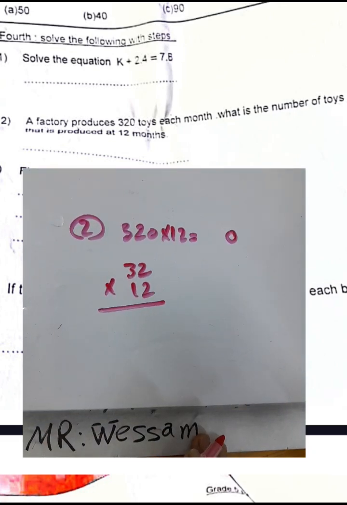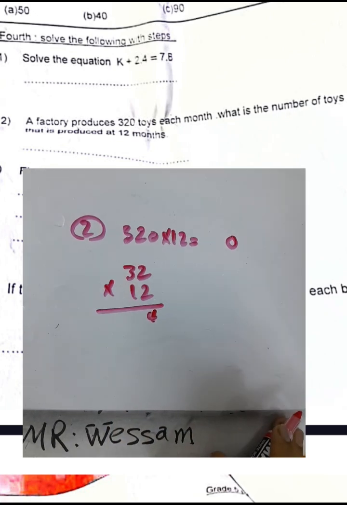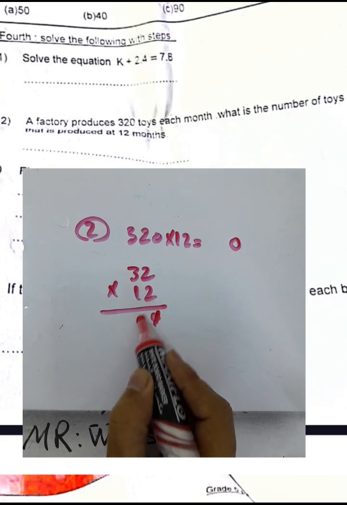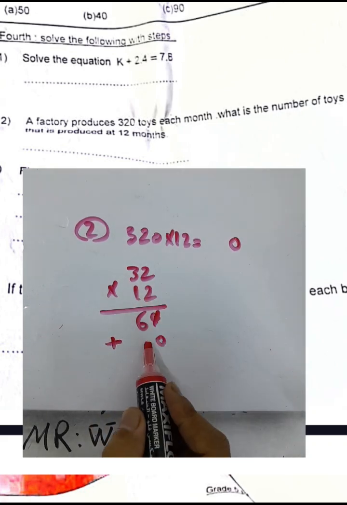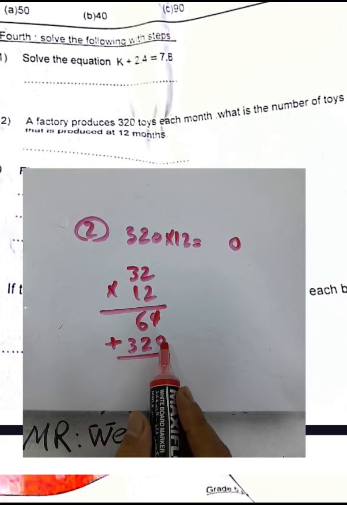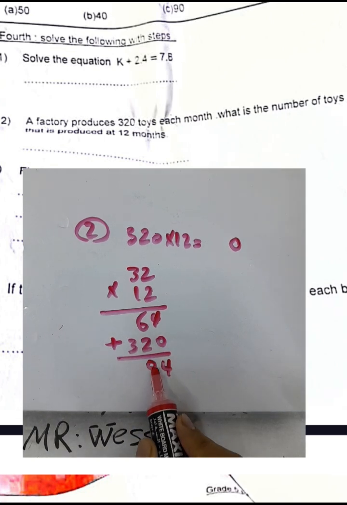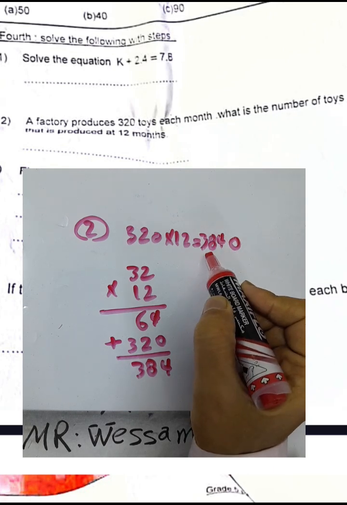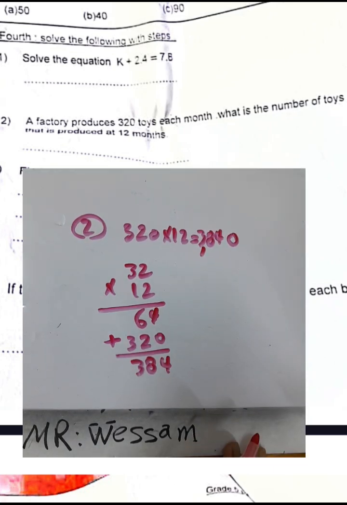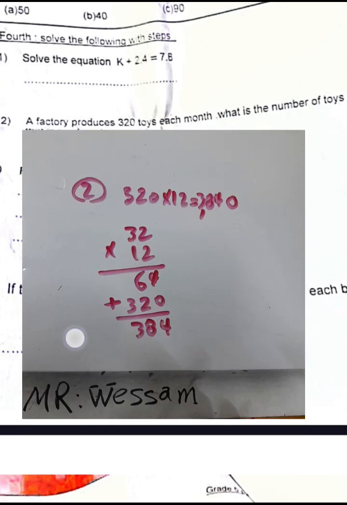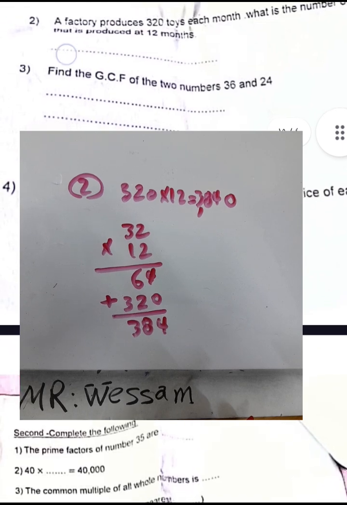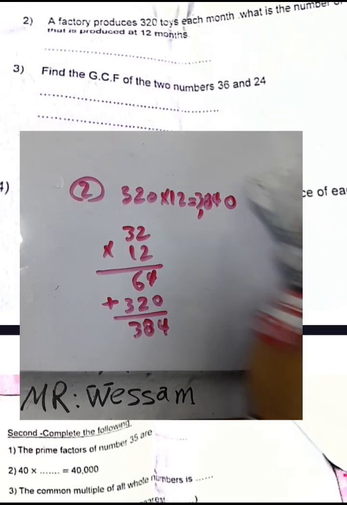2 times 2 equals 4, and 2 times 3 equals 6, plus a zero placeholder. 1 times 2 equals 2, 1 times 3 equals 3, and then 4 plus 0 equals 4, 6 plus 2 equals 8, and then write 3 here. The result will be 384, and write 0, then the result will be 3,840.